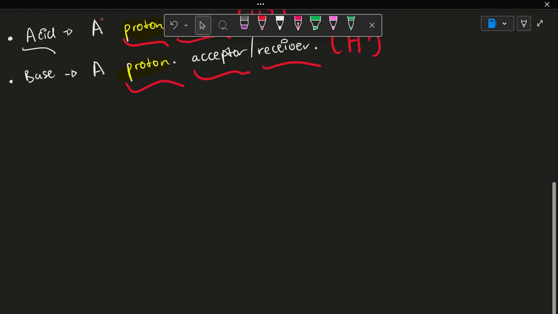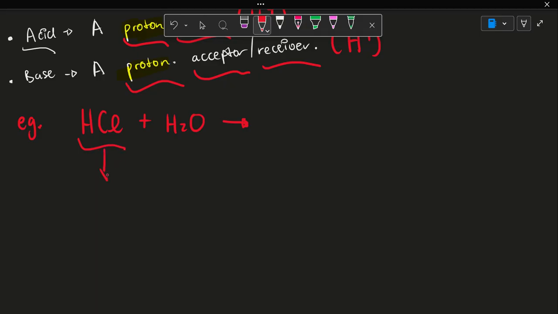So for starters, say we had just a typical example. In this example, we have hydrochloric acid that just reacts with water. And what does that actually give me? Remember that HCl is a strong acid, right? Meaning it ionizes. Just a reminder, NB.